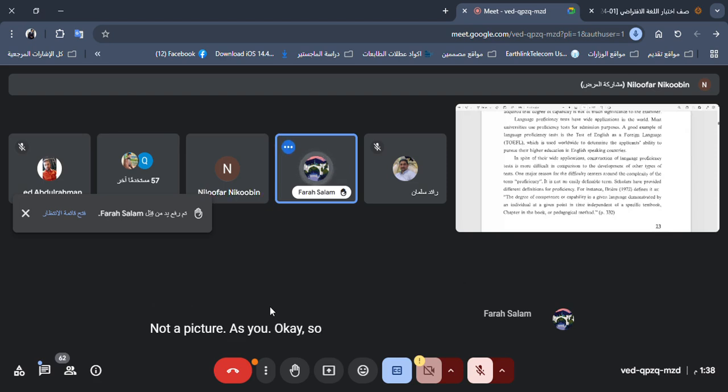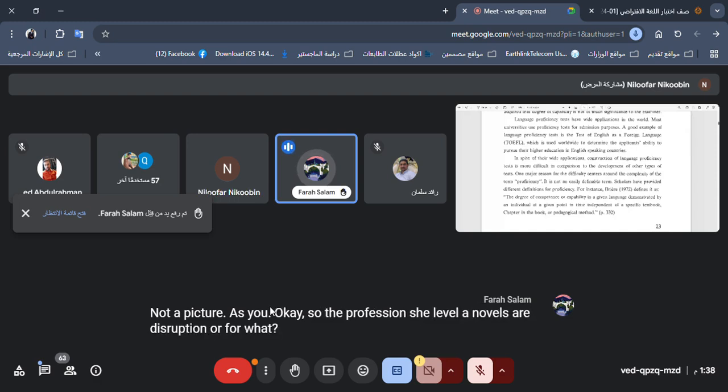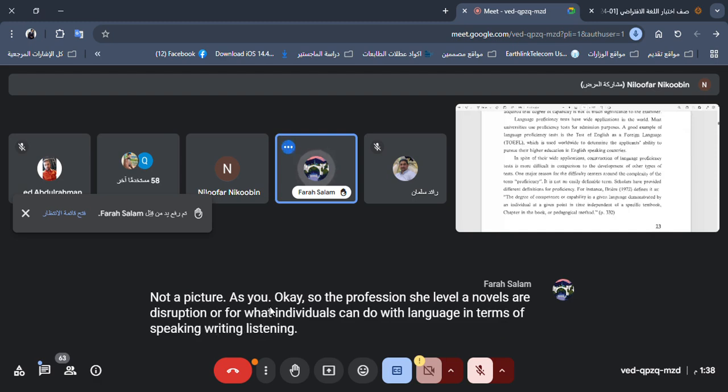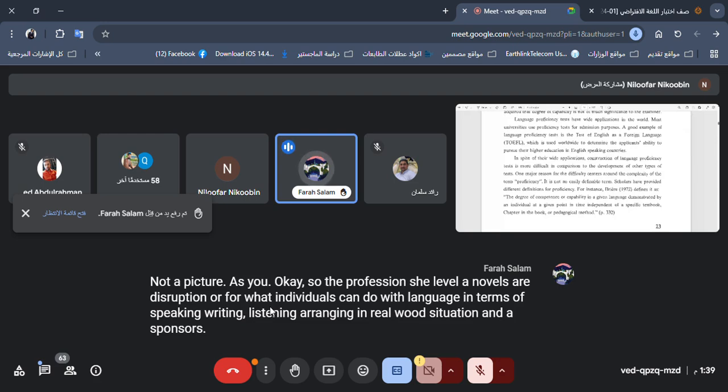So the proficiency levels are a description of what individuals can do with language in terms of speaking, writing, listening, and reading in real-world situations.